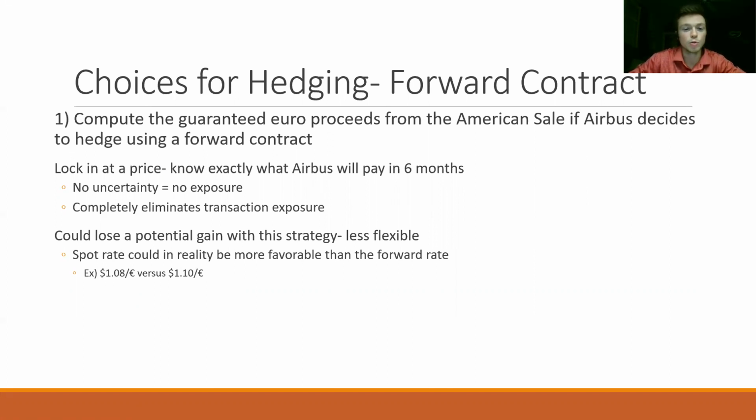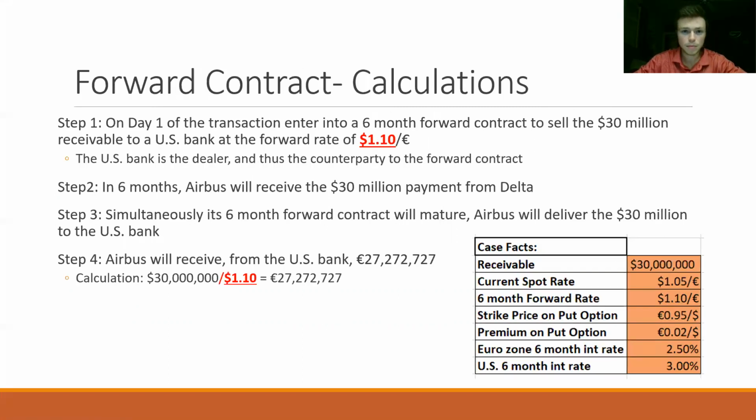Now you could lose a potential gain with this strategy. It is less flexible than, say, a put option, which I'll talk about a little bit later. The spot rate could in reality be more favorable than the forward rate we're locking in at. So for example, if it's $1.08 per euro in 6 months versus $1.10 that we're locked in at.